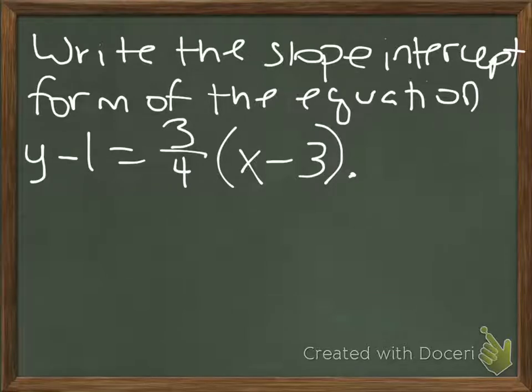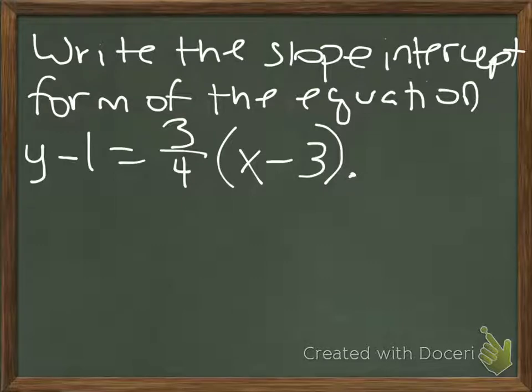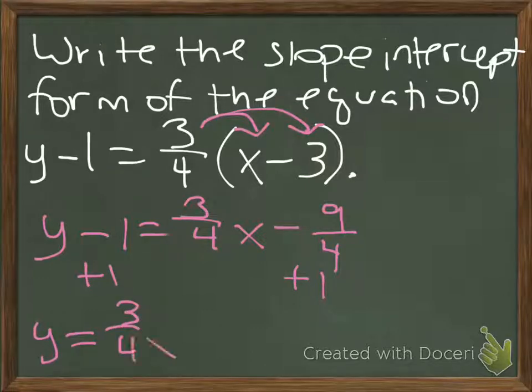Next one, write the slope-intercept form of the equation. We're going to do the same thing we just did in this last slide. We're just not going to take it all the way to standard form. So it's less steps. So the first thing we did was distribute. We need to simplify, so we get 3/4 x minus 3 times 3/4 is going to give us 9/4. And then we just add the 1. So we have y equals 3/4 x, and then 9/4 plus 1, we have to get a common denominator.